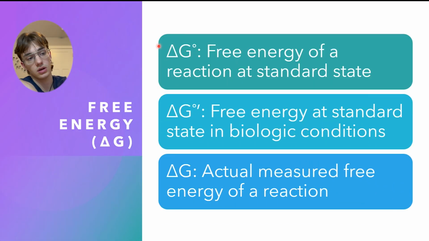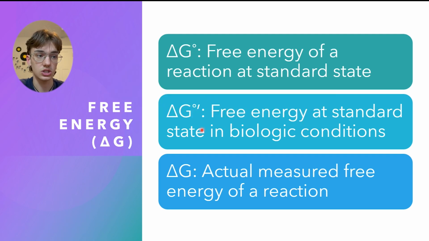These are a couple different types of delta Gs. The main ones that we're going to talk about are going to be delta G naught, which has this little circle, and delta G naught prime. Delta G itself is also very important. It's the actual measured free energy of a reaction. So if you take a reaction, just measure it in real time, that's what you get. Delta G naught is going to be the free energy of a reaction at standard state. Standard state means a couple different things. It means that temperature is held at a certain point, that pressure is held at a certain point, and that the amount of reactants and products are held at a certain point.